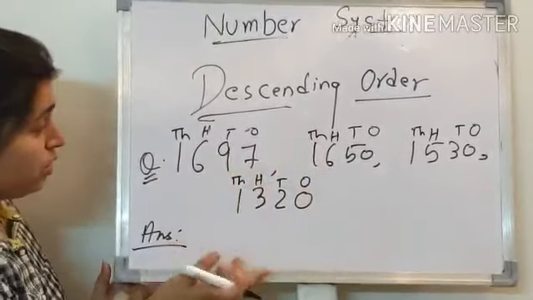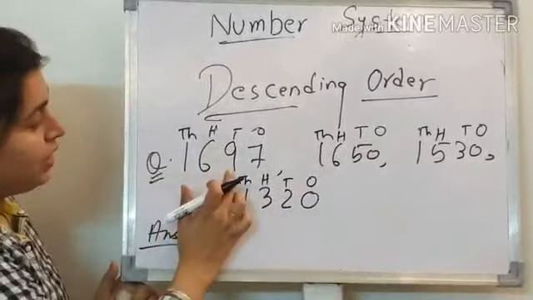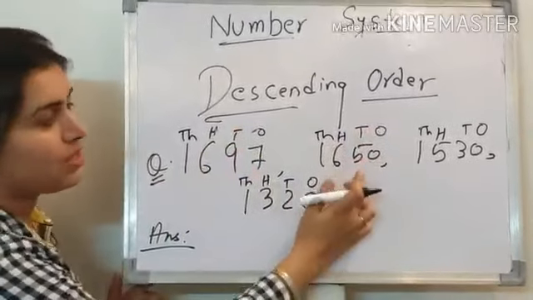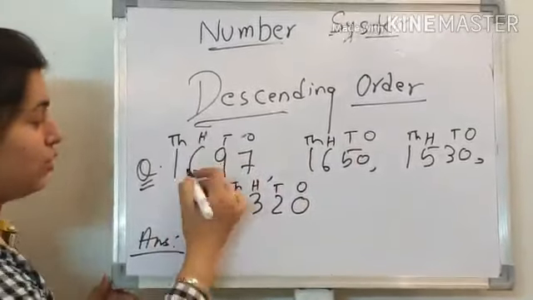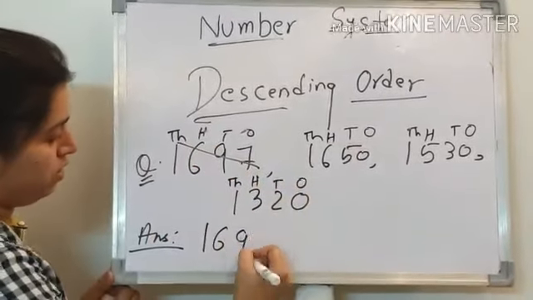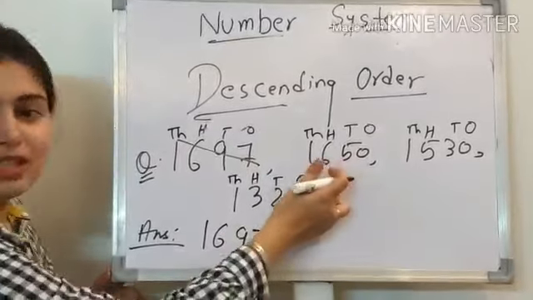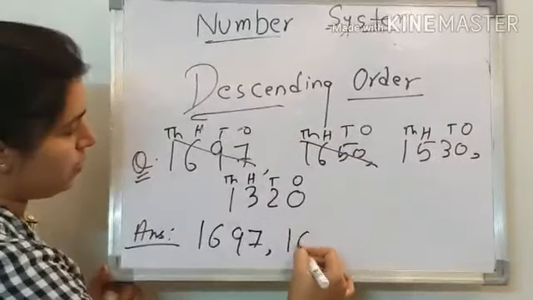No result. Now move to the tens place. Tens place is 9, tens place is 5. Which one is greater? 9 is greater. So this number will come at first place. Now of course this one is in the lead, so it will come in second place.